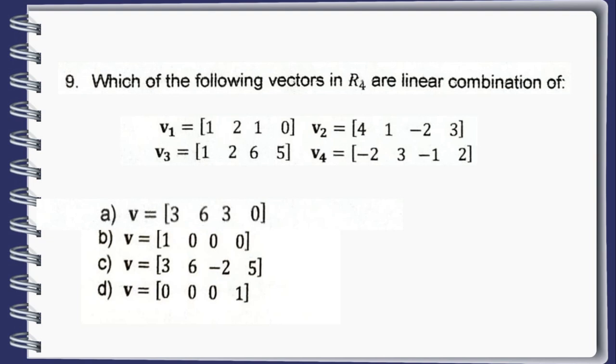So let's have another item, item number 9. Here, we are going to identify which of the following vectors in R4 are a linear combination of vectors V1, V2, V3, and V4. In this item, we pick letter C, in which we are going to solve whether this vector is a linear combination of V1, V2, and V3.